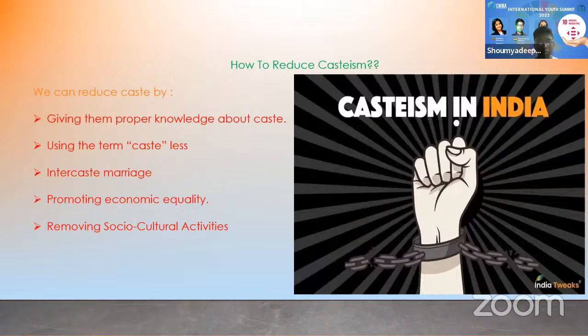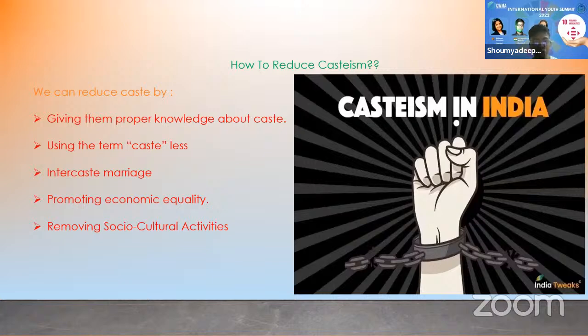So how to reduce casteism? This is a very important topic. Casteism is a very discriminative topic. The ways we can reduce caste is by giving them proper knowledge about the caste. Some of them are not given proper education. The lower class people do not know that they are discriminated. They are getting extra rights for not getting knowledge about caste. So this is the main topic. The first point is that you should give proper knowledge about the caste to the people.